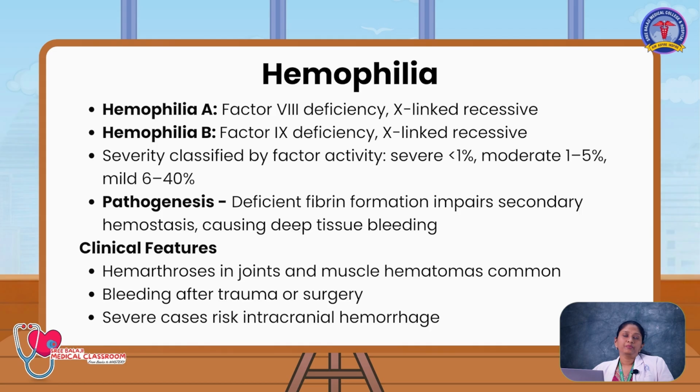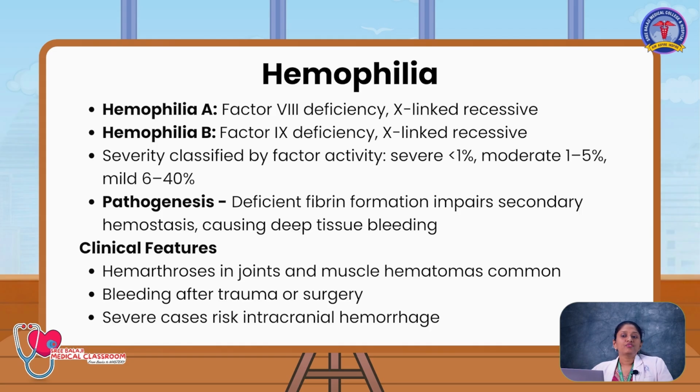Hemophilia is basically of two types, that is hemophilia A and hemophilia B. Hemophilia A occurs because of factor 8 deficiency and it is an X-linked recessive disorder. Hemophilia B occurs because of factor 9 deficiency and this is also an X-linked recessive disorder.